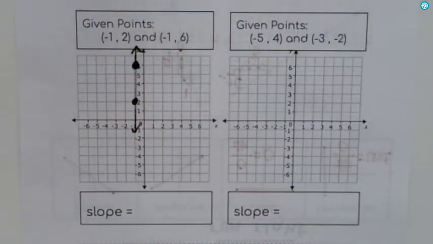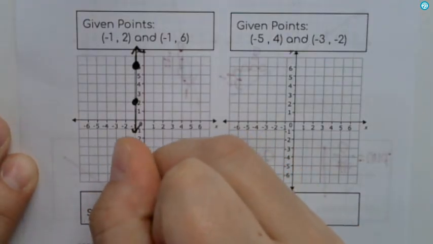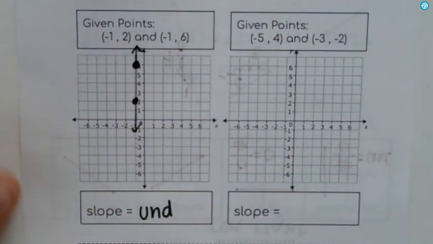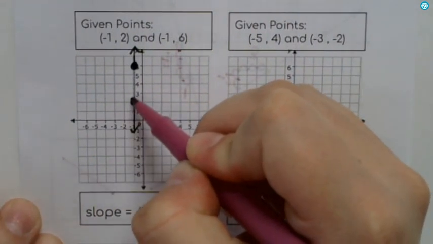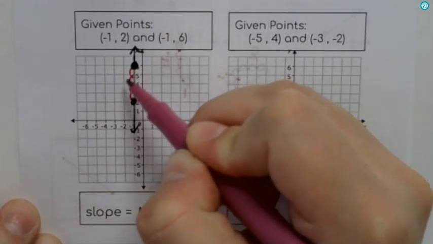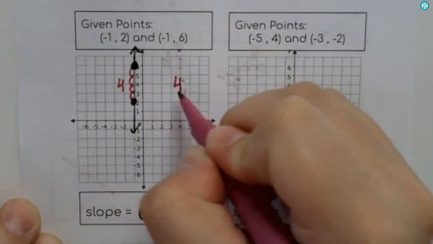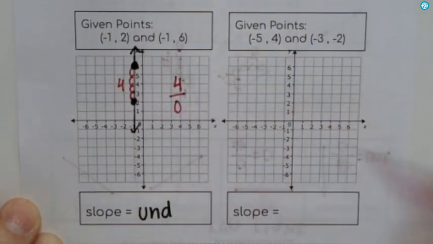What type of line is this? It's undefined. Why is it undefined? Because it's straight up and down. If I were to try to find the slope of this, I would count my rise and I would say, okay, well I go up 1, 2, 3, 4. How much do I go over? 0. So it would be 4 over 0.